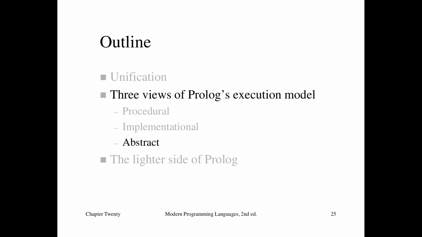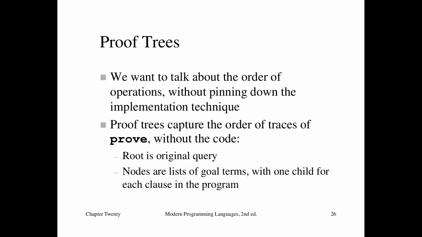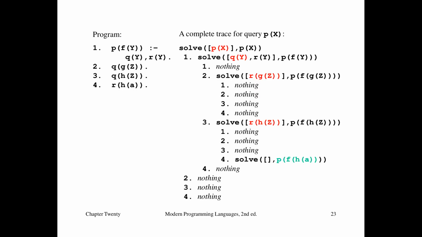The last way of looking at Prolog's execution model is in the abstract. We can think of any proof that Prolog provides as essentially the walking of a proof tree. The interesting thing is a proof tree is also a capture of the order of the traces of proof, without the code. If we go back here, we can see that it forms somewhat of a tree structure, and we're walking all the way down until we hit a solve.